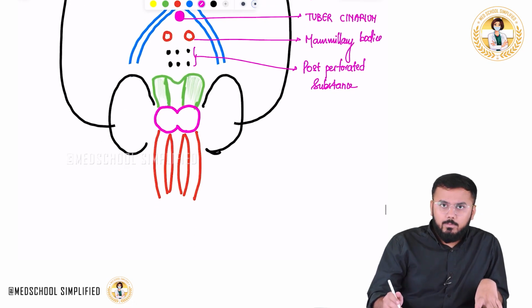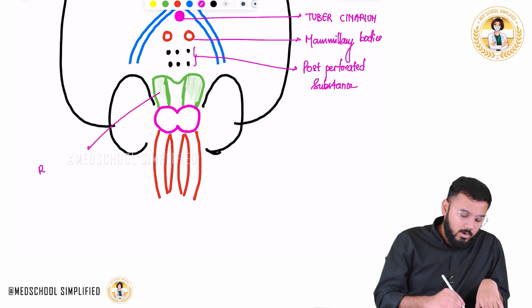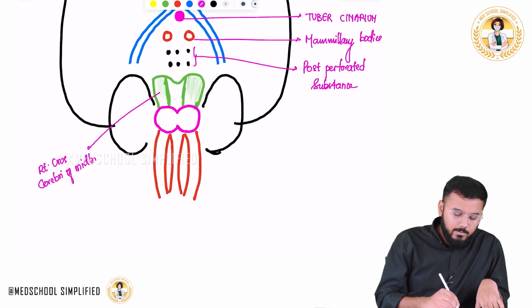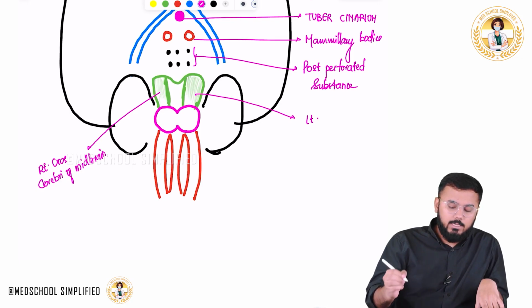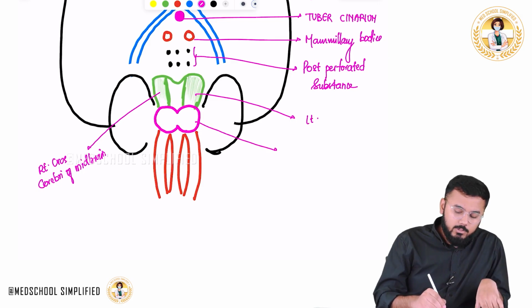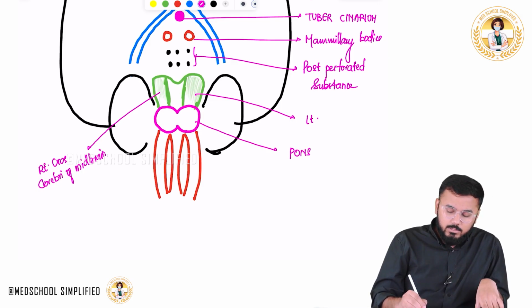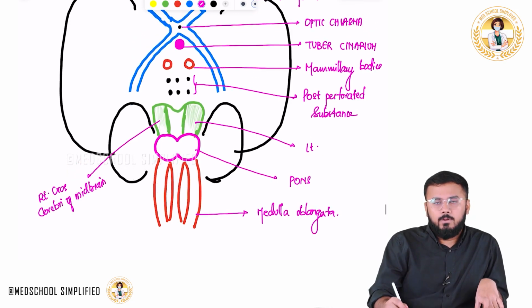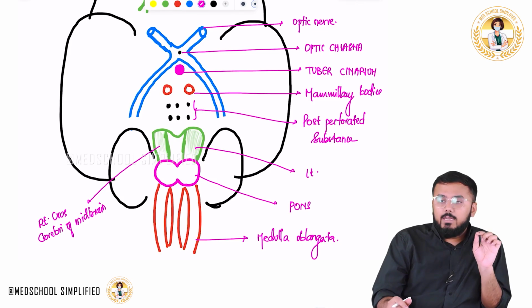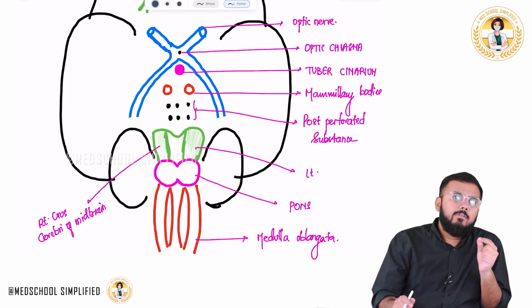Okay. And this is your midbrain, and midbrain, what did I tell you? This is called the right crus cerebri of midbrain. And this one over here is called your left crus cerebri of your midbrain. And by the way, this point over here is called your pons. This is your pons. And finally, this one is your medulla oblongata.